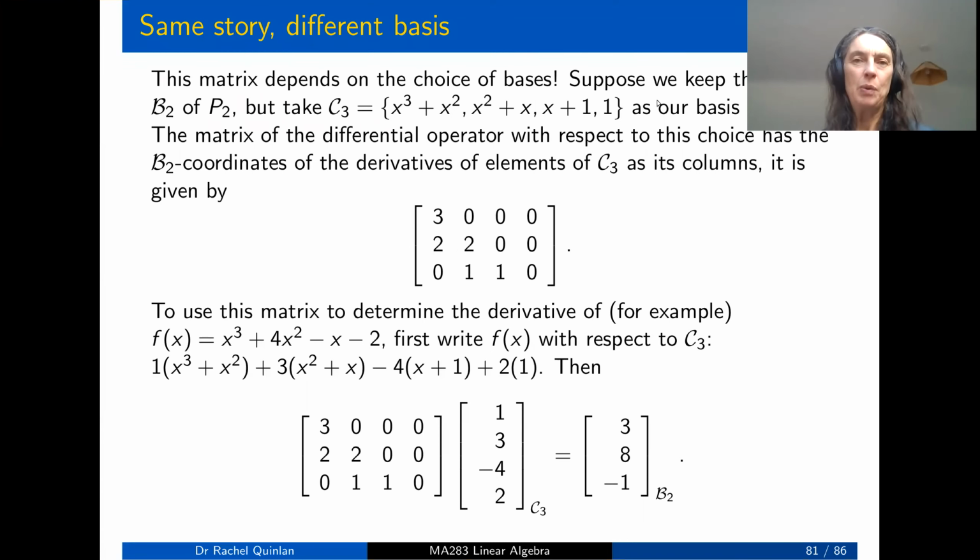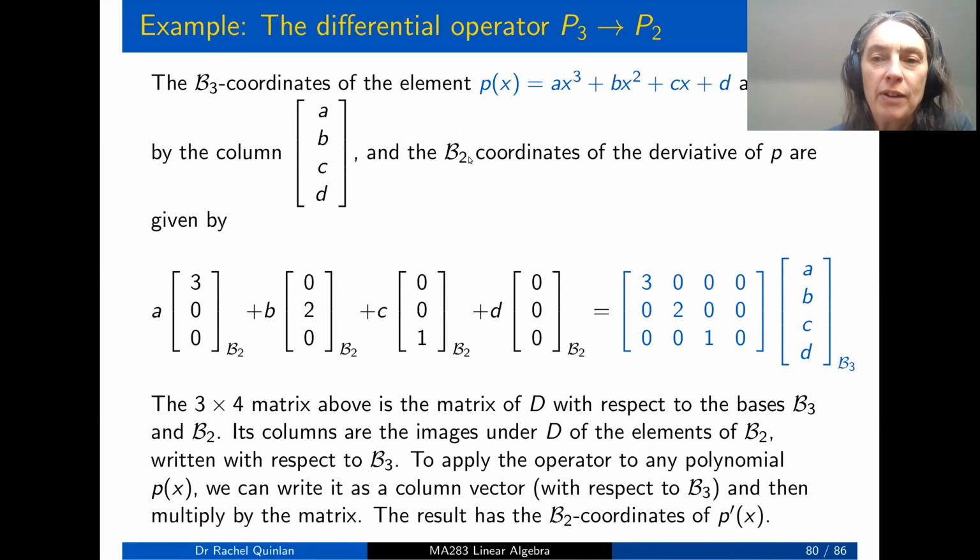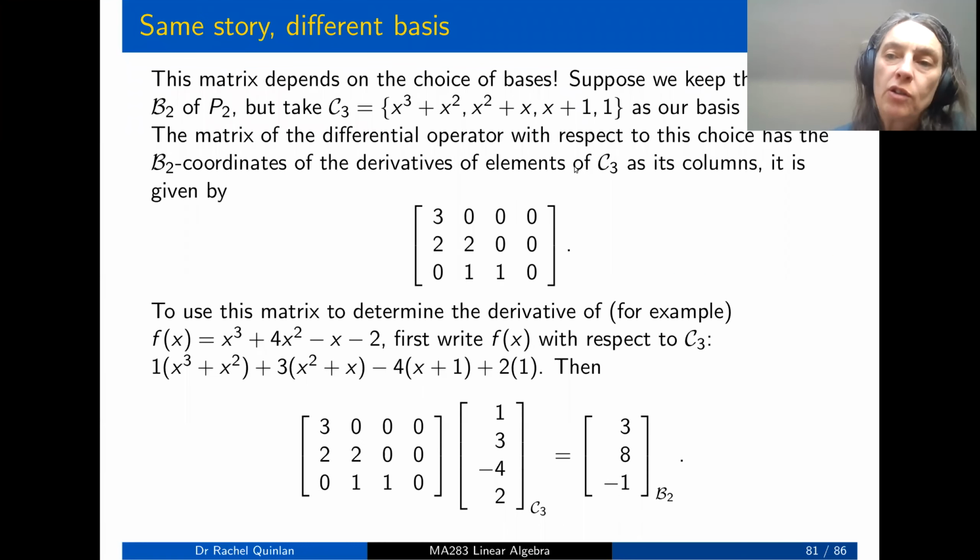Okay, so just to finish up this discussion with a slightly different choice of example, the remark is that the matrix that we wrote down in the last example, this 3x4 matrix, depends on the choice of basis that we made for our two original spaces. So suppose we keep the basis B2 of P2, which consisted of the elements x squared, x, and 1, but instead of B3 that we were using, we take an alternative basis of P3. So let's take x cubed plus x squared plus x plus 1, and 1 instead as our basis of P3.